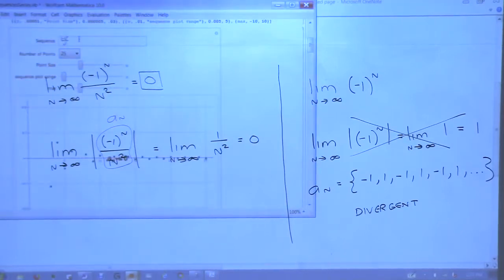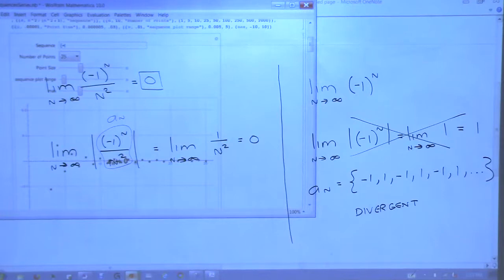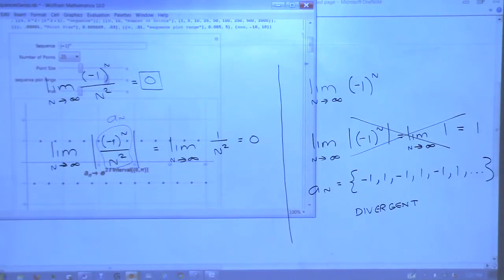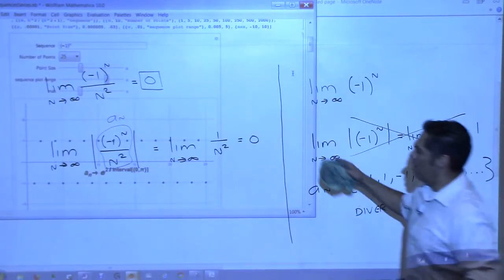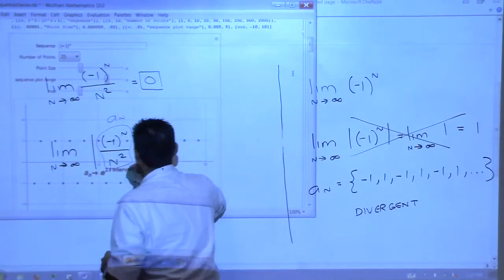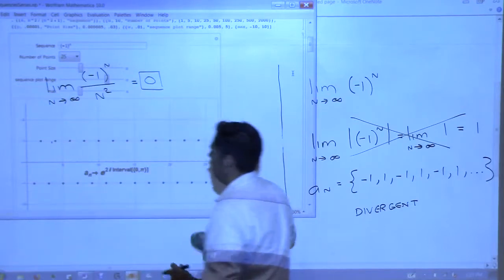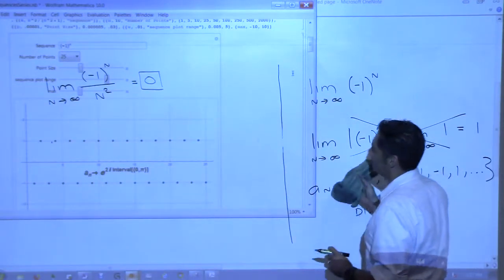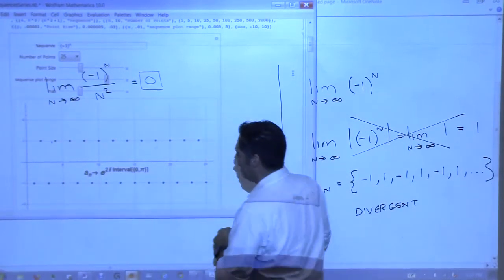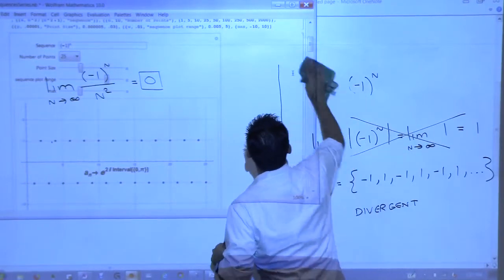Like if I come up in here and I just do negative 1 raised to the n. Where are they? There they are. Let me bring them in like this. My computer is smarter than we are. It actually is having it converge to something. E to the 2i? What? Okay, don't worry about it.